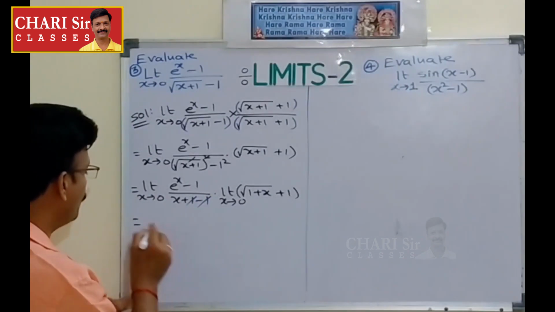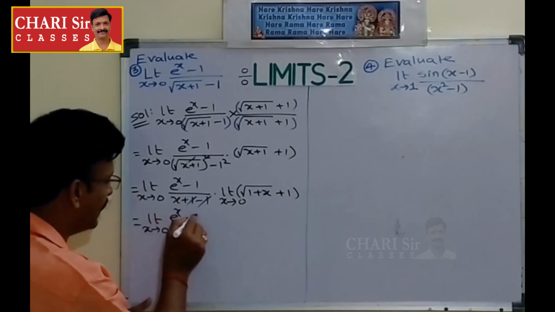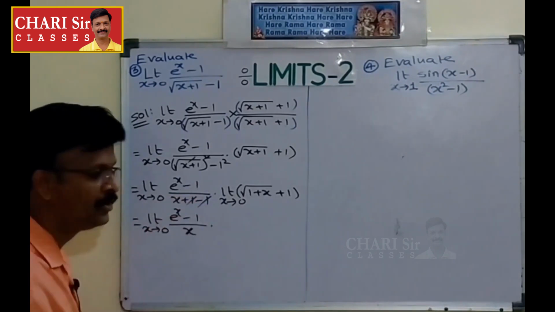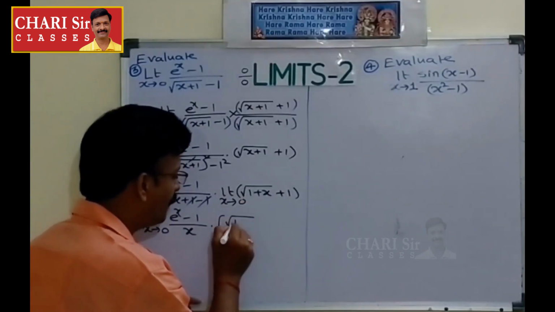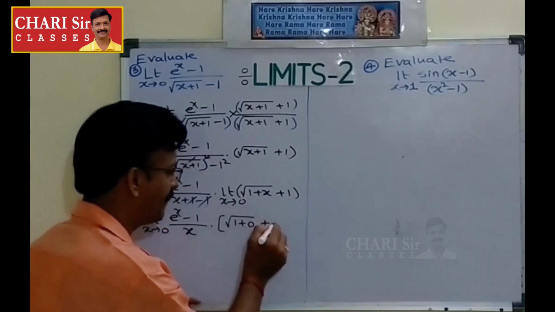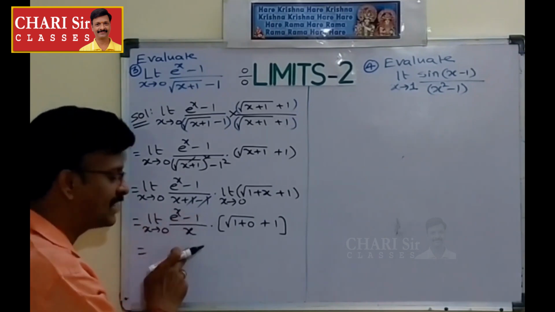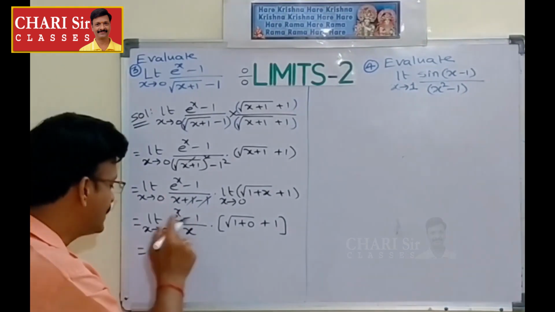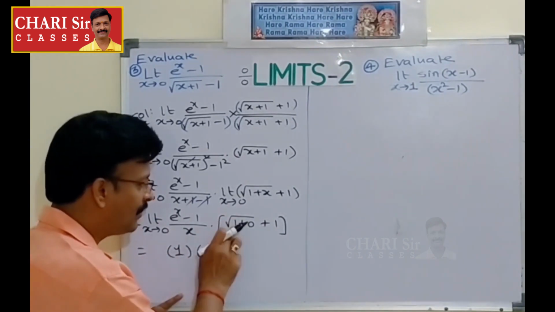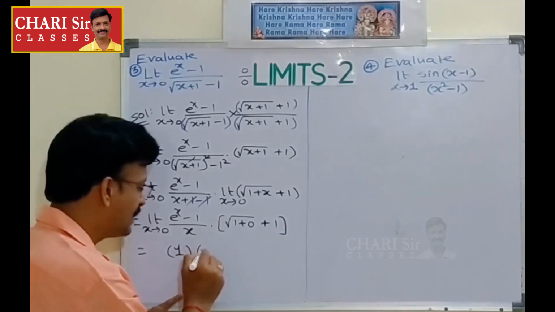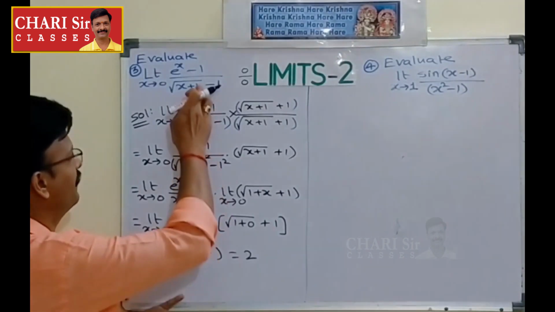So now this is nothing but here minus 1 and plus 1 will get cancelled. And what is the leftover function? That is limit x tends to 0 of (e to the power of x minus 1) by x, into. Now you can apply the limit here. When you apply the limit, root of 1 plus 0 plus 1. Now here it is limit x tends to 0 of (e power x minus 1) by x. It is the standard limit. Its value is 1. 1 into root of 1 plus 0 is 1. Root 1 is 1. 1 plus 1 is 2. That is equal to 2. The limit value of the given function is 2.